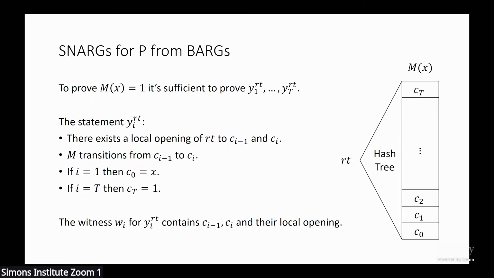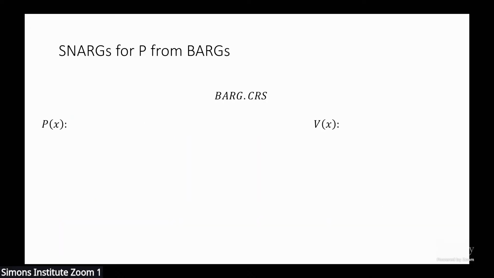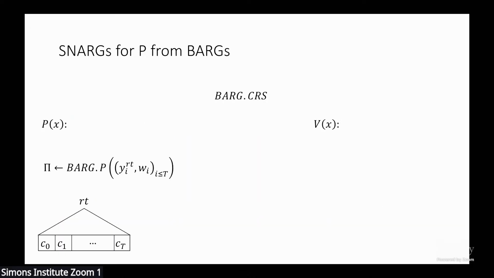Okay. So using this notation, let's see how our protocol looks. The prover is going to first run the computation, get all the configurations, and compute a hash tree over them. The root of the hash tree will define these yi statements. And then we're going to BARG all these statements. Then the prover sends to the verifier the root of the hash tree. The verifier doesn't know the root. It depends on the computation. So we send the verifier the root together with the BARG proof. The verifier can use the root to define all these statements and verify the BARG.